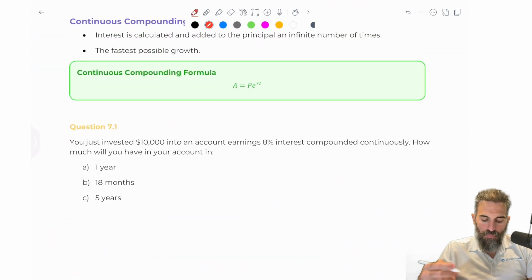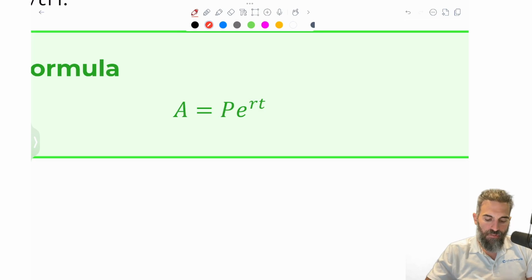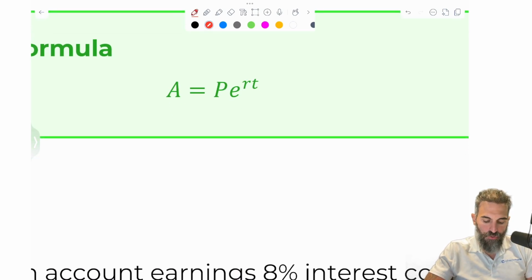That's continuous compounding. The formula that you need to know is A = PERT. That's how I remembered it. A is your future value. P is your present value, your initial principal. E is just a button on your calculator. It's the exponential constant, kind of like pi. It has a value, about 2.71. R is the annual rate. T is time in years.